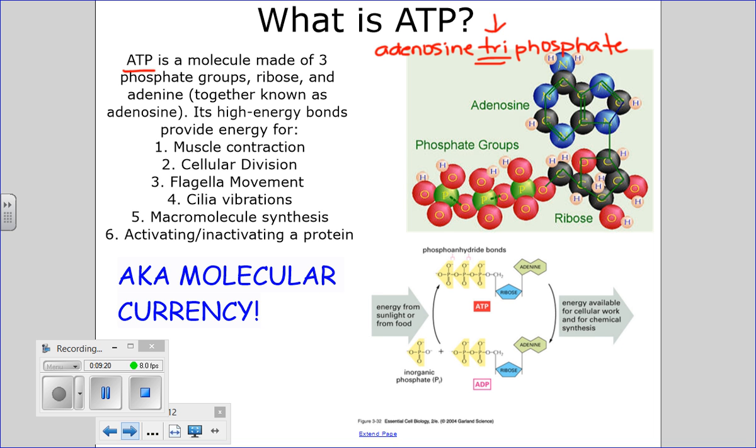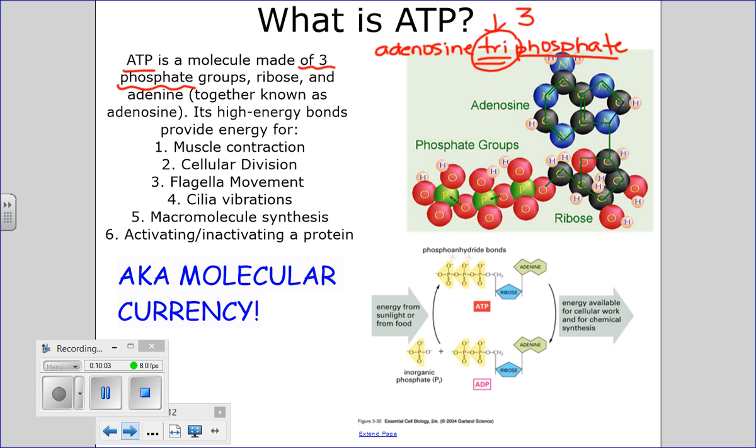Adenosine is sort of the background of the molecule. Adenosine is sort of the sugar protein compound that's in the background of the molecule. And we're not really going to focus on that part of the molecule. We're going to focus on this part, tri, which means 3, and this part, phosphate. So ATP is a molecule that's made of 3 phosphate groups, which is really our focus. It's also made of ribose and adenine, together known as adenosine.